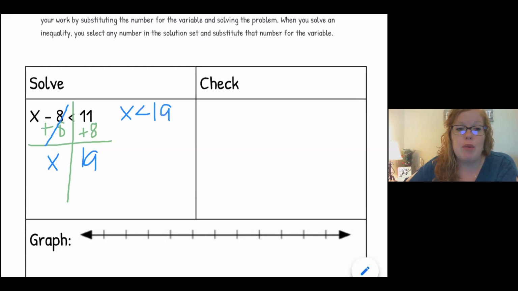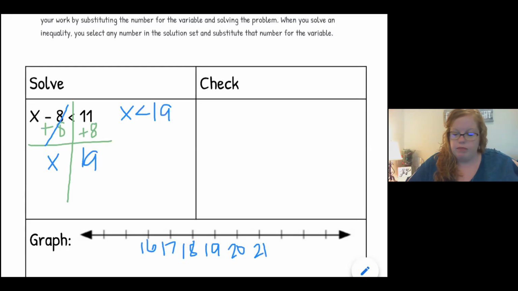And honestly, guys, I would graph it first. Here's how I would graph it. You've got a blank number line here. So I would just put 19 close to the middle. And then I would go ahead and add in some other numbers here. You don't have to go all the way, just so you kind of understand the basics of it.